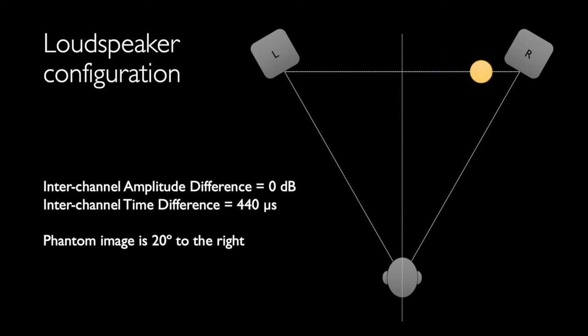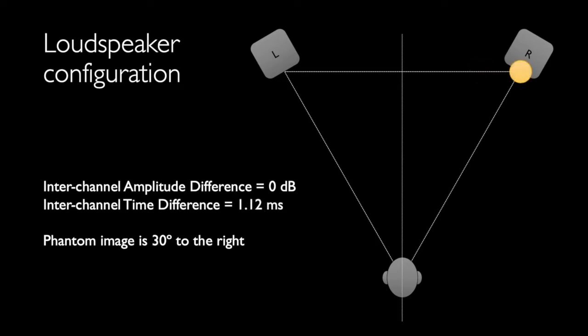Now I've increased the interchannel time difference by delaying the left channel by 440 microseconds, or 440 millionths of a second. So this is equivalent to having moved the left loudspeaker about 15 centimeters further away. And I'd estimate now that you'd hear my voice coming from a location about 2/3 of the distance to the right loudspeaker, or at an angle of 20 degrees. Remember that the level of the two channels is still identical. I'm only playing with the delay of the left channel.